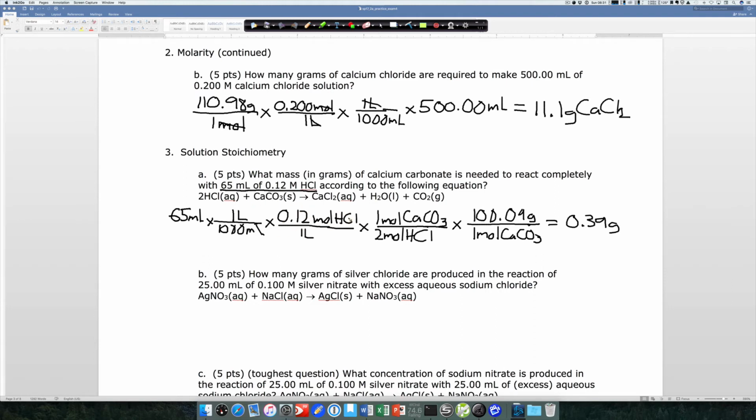You do not calculate the formula mass for HCl. We have the molar concentration. However, to get the gram amount of calcium carbonate, we did calculate the formula mass. So it just depends on what the calculation is asking for.